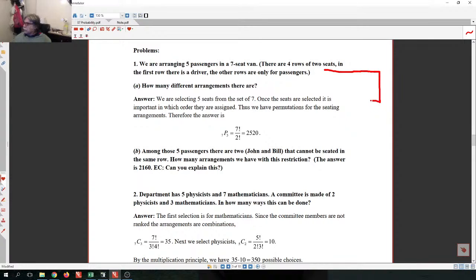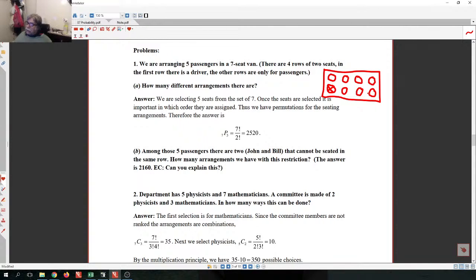This might not be a really good depiction of a van, but something like that. So you have 2 seats in the first row, the driver sits here, so that's not going to be for a passenger, and then you have the remaining second row, third row, and fourth row, all seats for passengers. Okay, so the first question is how many different seating arrangements you have.